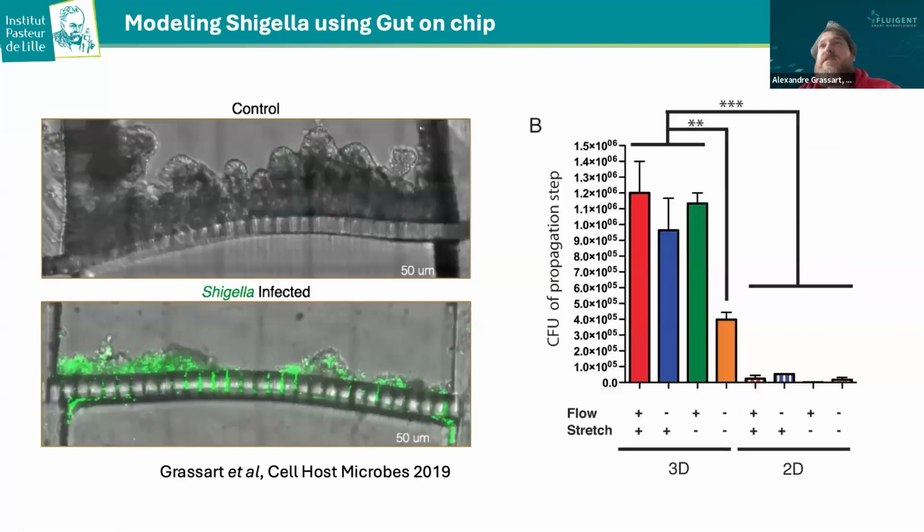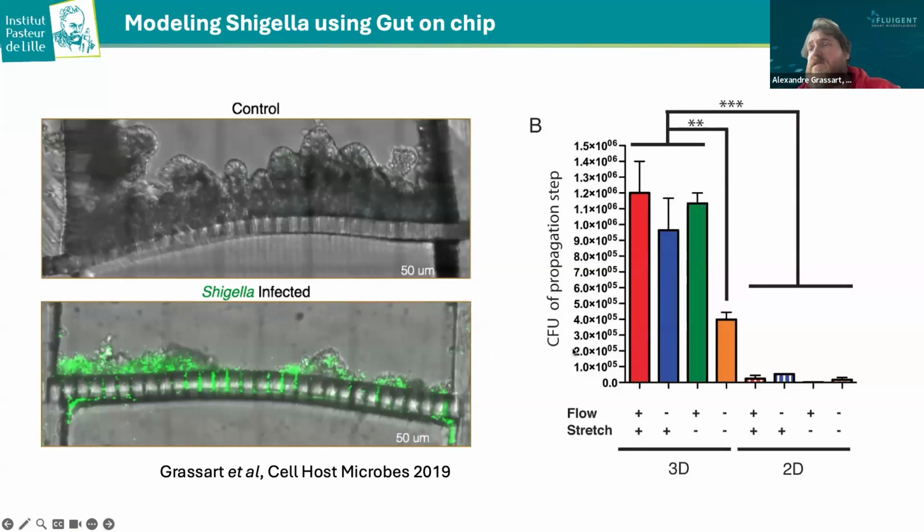But most importantly, when you control these mechanical forces and this 3D maturation, what we observed is very important for the effectivity of Shigella. So when you introduce Shigella into the lumen, after a couple of hours, you will see a massive destruction of your tissue. The bacteria is here in green. On top is the control condition.